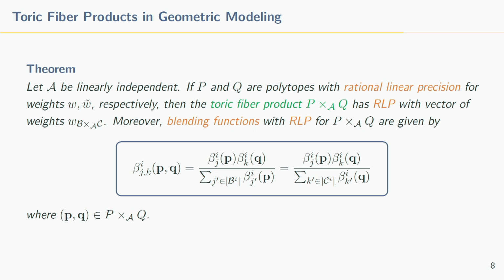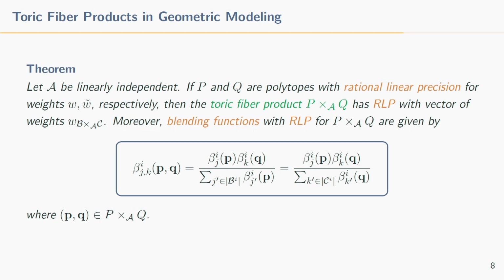So what do we know now? We are starting with polytopes P and Q that have rational linear precision. And we have seen this theorem that rational linear precision translates into the corresponding varieties having ML degree 1. This tells us that the toric fiber product variety also has ML degree 1, which means that the toric fiber product polytope also has rational linear precision with the correct choice of weights. So this kind of statement is more or less immediate once we know about the other theorems.